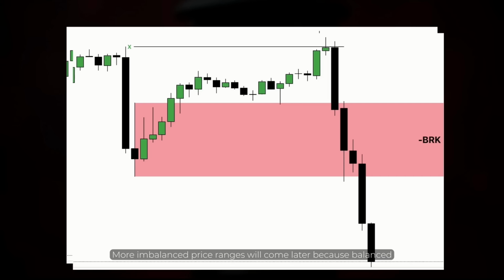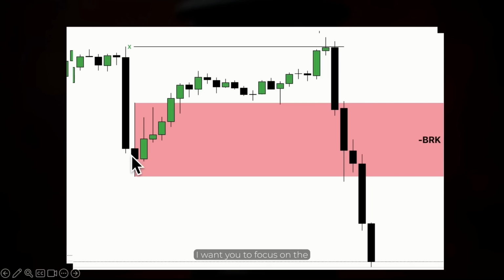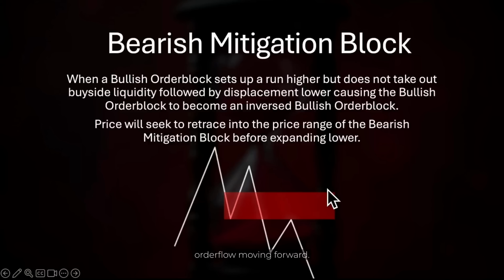More unbalanced price ranges will come later, because balanced price ranges are the reason why all PD arrays work. But in general terms for this lecture, I want you to focus on the price pattern of high, low, higher high, lower low. Pay attention to this full down close candle to gauge the order flow moving forward. Let's take a look at the bearish mitigation block.